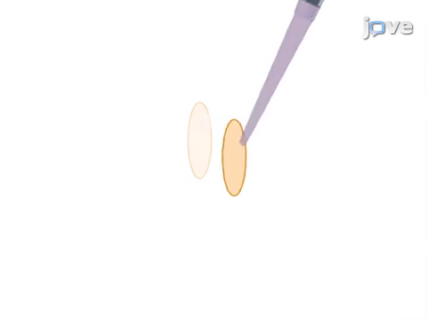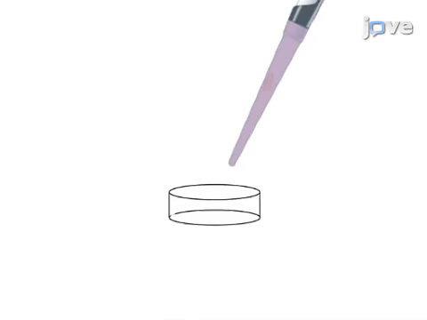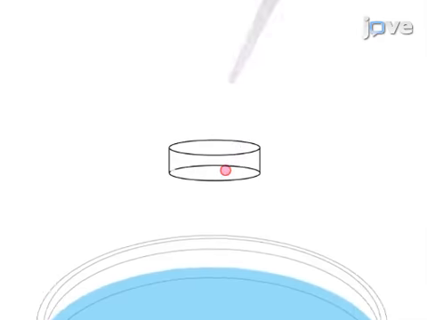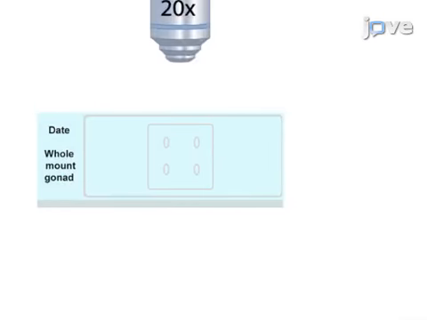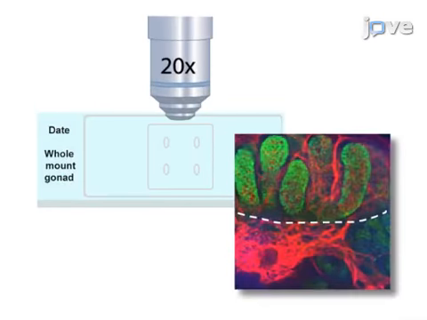Finally, the gonad mesonephros complex is cultured in a droplet with or without a small molecule inhibitor. Ultimately, immunofluorescence microscopy is used to show changes in organ architecture using cell-type-specific antibodies.